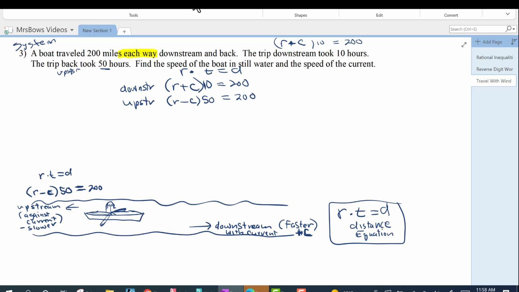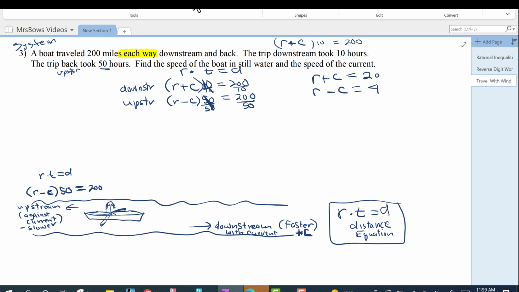Well, some teachers might want you to do the distributive here, but that would be a little bit silly. In the top equation, you could just divide both sides by 10, and then you'd have rate plus current. 10 divided by 10 cancels, 200 divided by 10 leaves 20, right? In the lower equation, divide both sides by 50, and you have rate against the current. The 50 divided by 50 cancels to 1, 200 divided by 50 leaves 4.